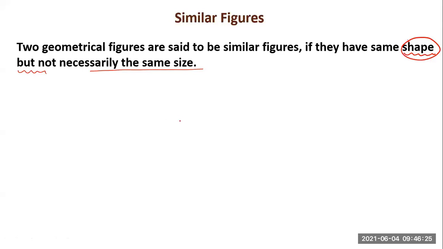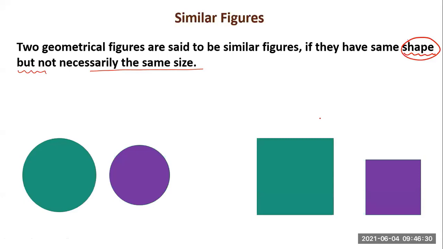Okay. Then examples we'll see now. So examples you can check. The first we have the circle. In that, both the circles are of different size. Suppose this is a circle of radius 4 centimeter and this is a circle of radius 3 centimeter. Both the size is different, but they are the same shape. All circles will be the same shape only, obviously. So these two are similar circles.